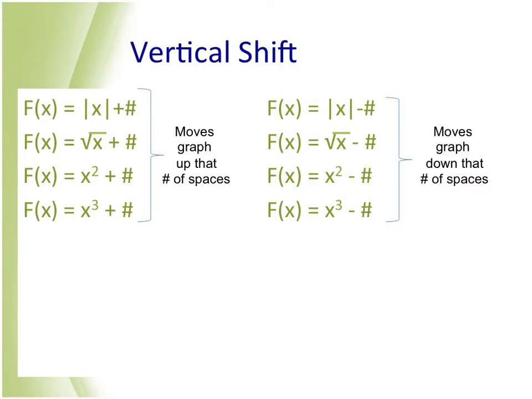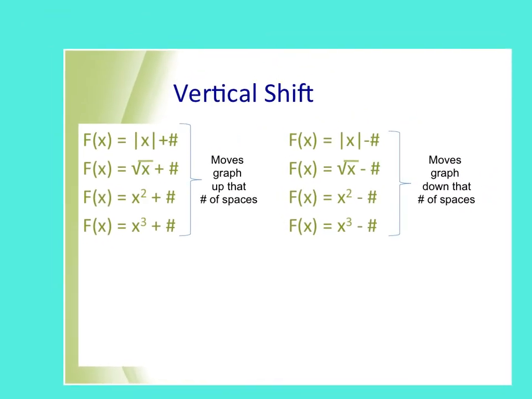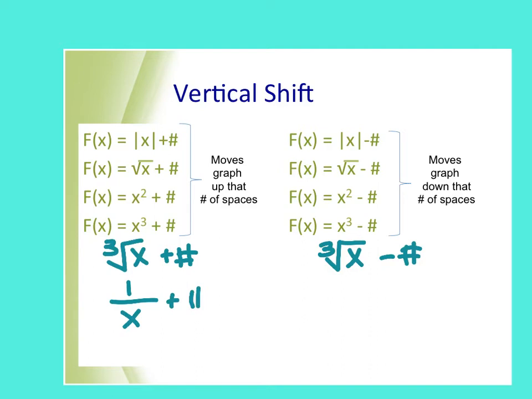All right, so now we start to move them. So the first shift is a vertical shift. If you add or subtract after the function, so after the absolute value, after the root, after the square, after the cube, if you add, then you're shifting up that many places. If you subtract, you're shifting down that many places. If it's a cube root, it would be like this. And if it was a reciprocal function, it'd be like this.